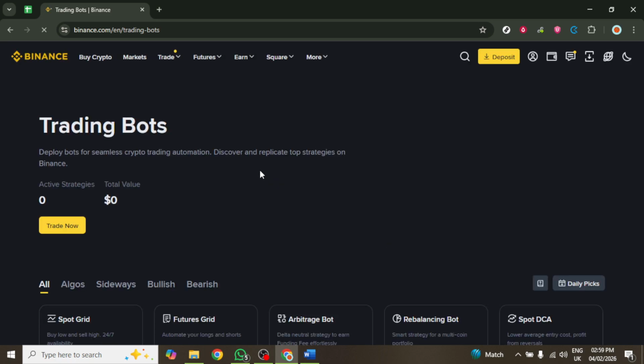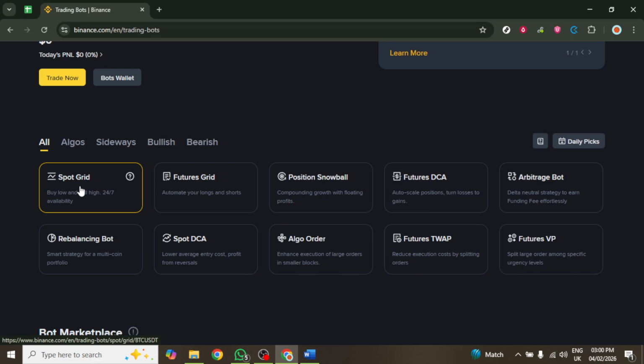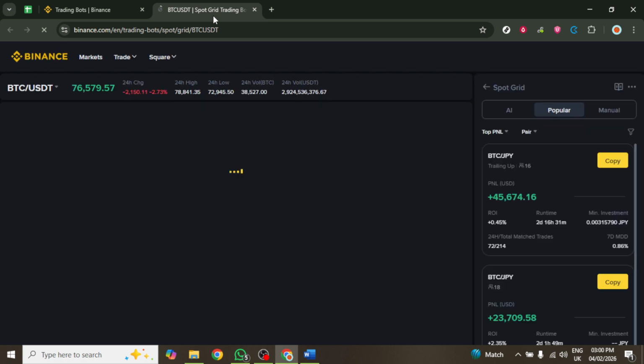After signing in, look for the trading bots or strategy trading section on the main dashboard. This area contains the tools necessary for automated trading. Next, enter the trading bot section. Here, you will find various bot types that automate trades based on predefined rules.